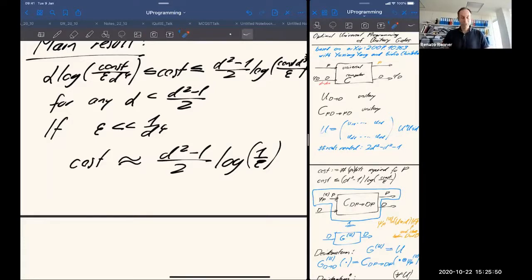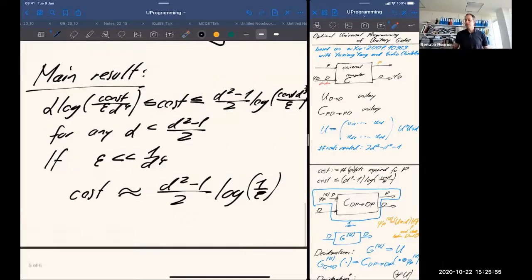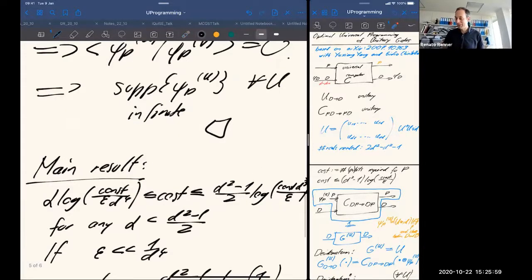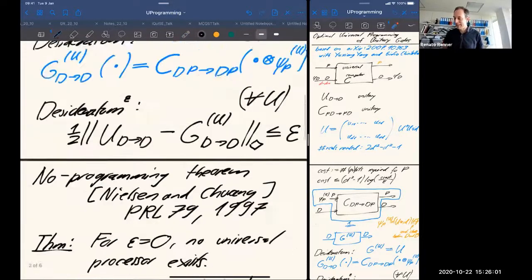Now, I think the time is almost over. I didn't say anything about the proof, but the idea of the proof is, in a way, the following. So let me just give the idea of it.